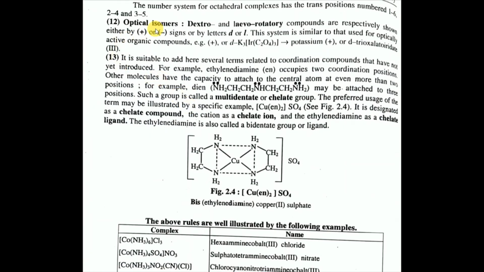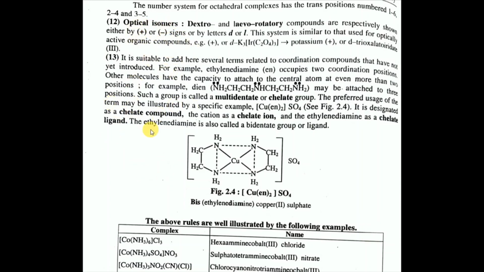Then, friends, the next rule is for optical isomers. There are two types of isomers, dextrorotatory and levorotatory. When the isomer is dextrorotatory, we write the symbol plus, and when it is levorotatory, we write the symbol minus. The dextro complex is also represented by the D symbol, and the levo complex by the L symbol. So these are the rules to write the prefix plus or D, minus or L for optical isomers. So here, potassium plus or D trioxalatoiridate(III). This is the IUPAC name of an optical isomer.